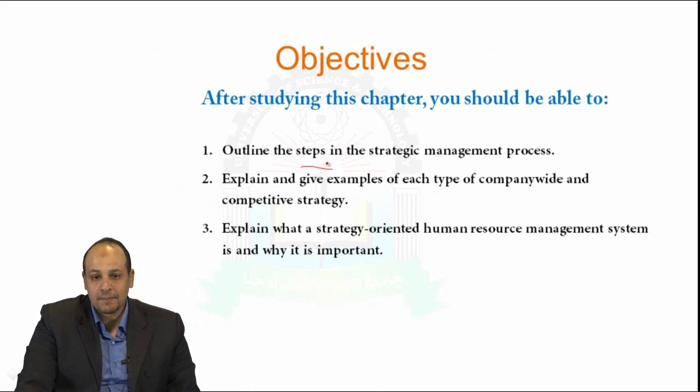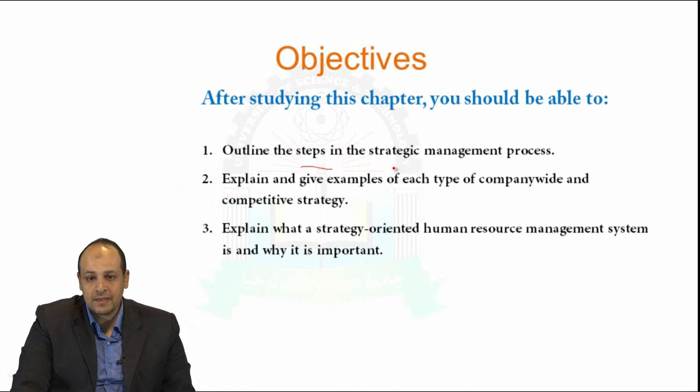We will outline the steps in the strategic management process. We will explain and give examples of each type of the company-wide and competitive strategy. We will explain what a strategy-oriented human resource management system is and why it is important.